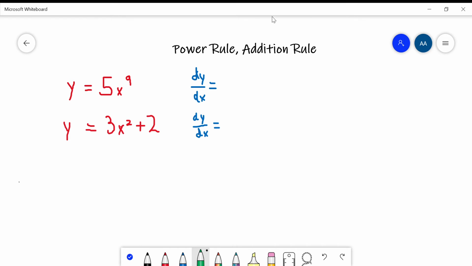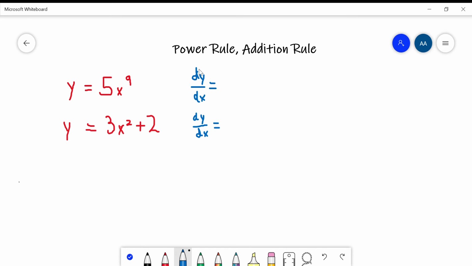And obviously there's the product rule and the quotient rule and the chain rule, and I'll probably cover those in another video. But for now, I'm going to deal with simple rules, and then maybe in another video I'll do more complex rules if you guys would like that. So let's begin with this: y is equal to 5x to the 9th, and y is equal to 3x squared plus 2.